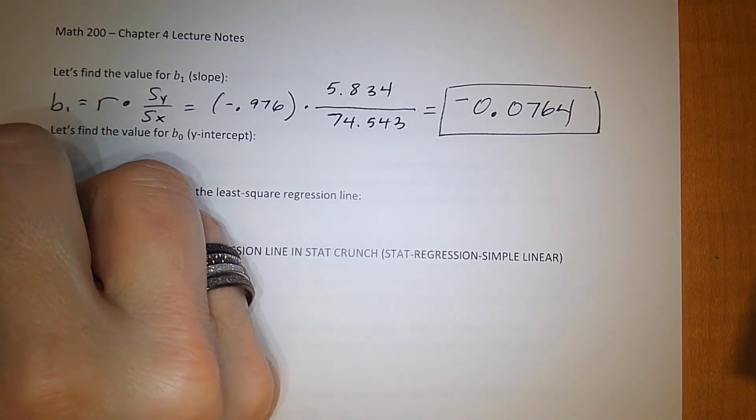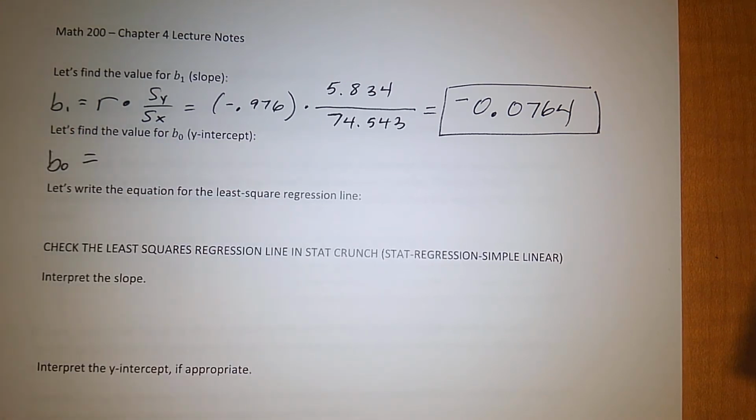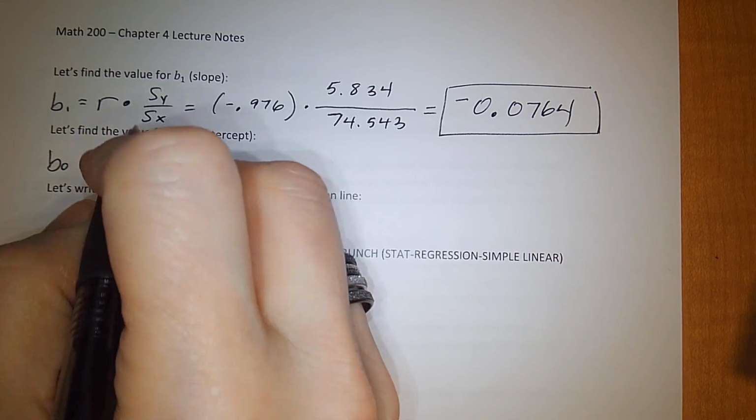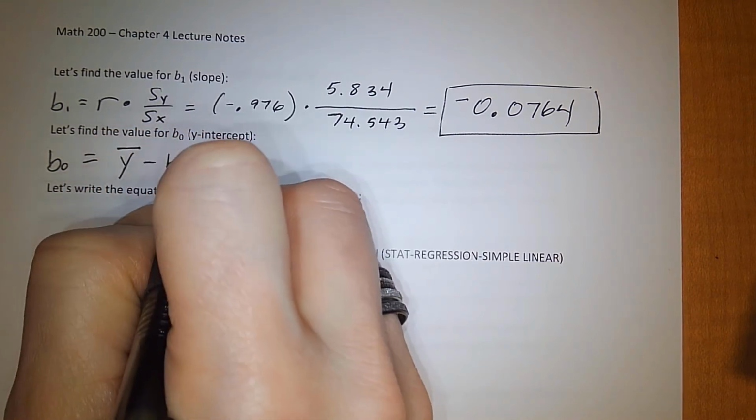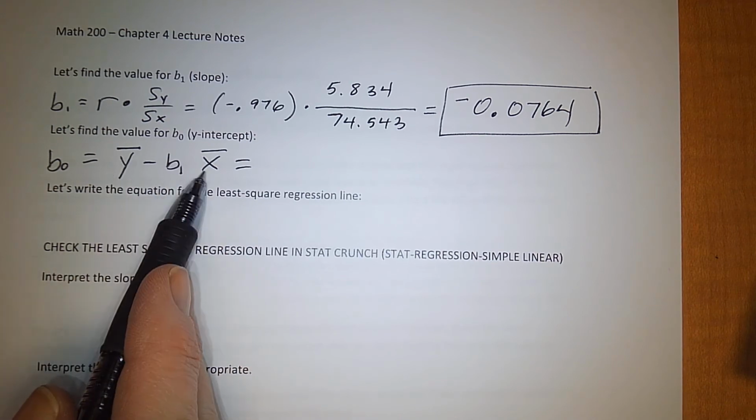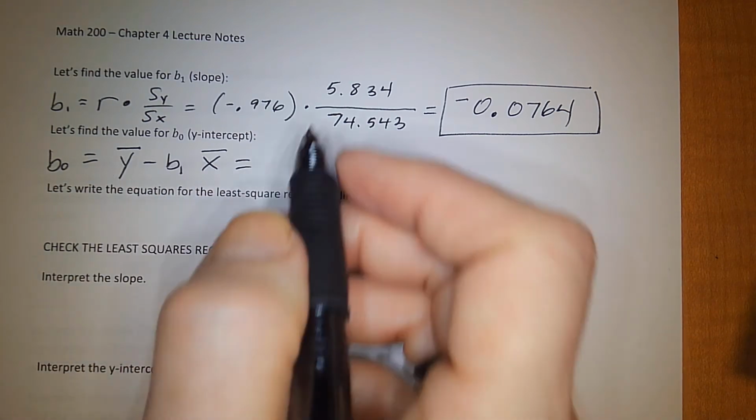We're also going to do now finding the y-intercept. The definition for the y-intercept from the previous page, B naught, was found by taking the average interest rate minus the slope times the average credit score. So I'd like you to find this information and calculate it.